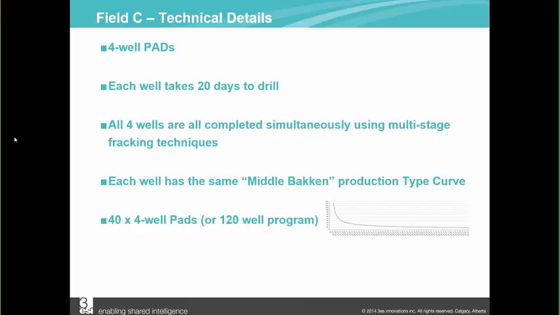Now, from a technical perspective, here are some more details on this plan. As you can see, once again, each pad consists of 4 wells. Each well takes 20 days to drill, where one drilling rig moves from one well to the next. And following the last drill, the wells are all completed simultaneously using a multi-stage fracking technique. The wells also use the same Middle Bakken production type curve. Then the Field C planning team can create a plan simply by changing the count of how many well pads they want to configure.